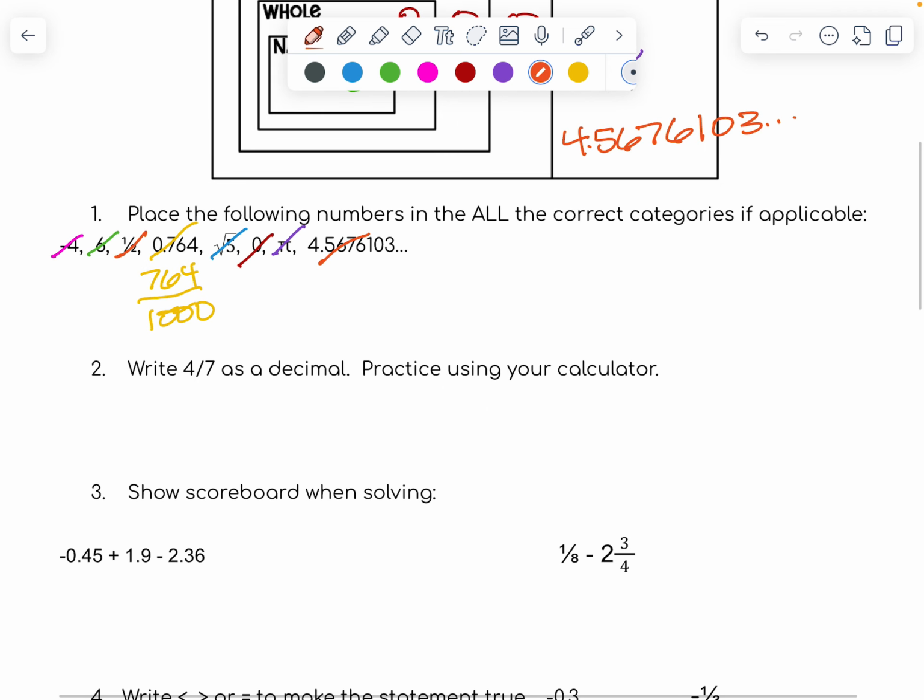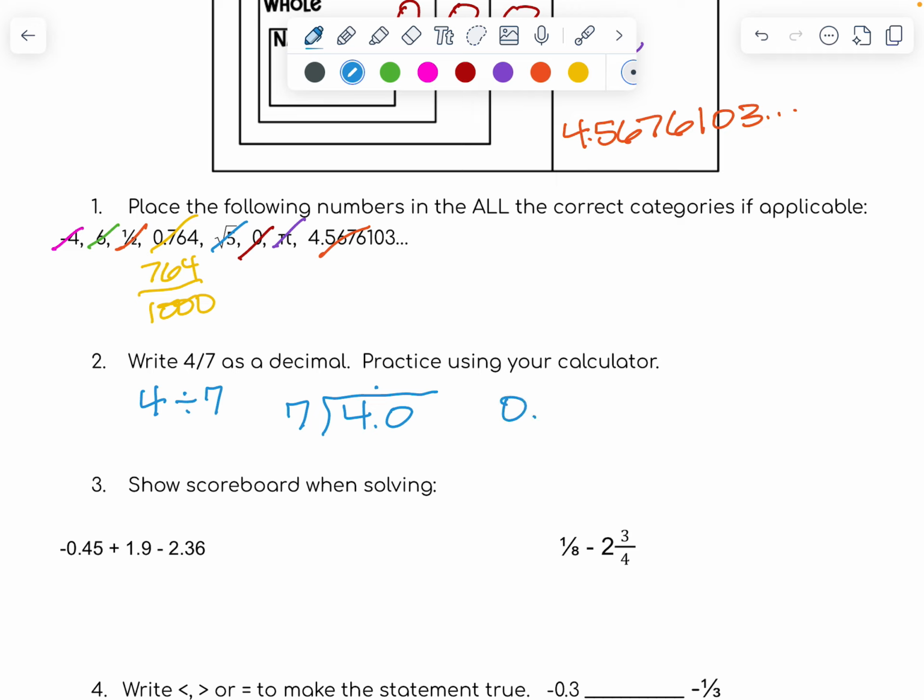All right, now 4 sevenths. Practice using your calculator. This is 4 divided by 7. So you would put the 4 in the calculator first, then hit divide, then 7. There it is. And it is a gross number. But it doesn't matter because we're using a calculator. If you did it old school, you could start dividing like that, but it would be pretty nasty.